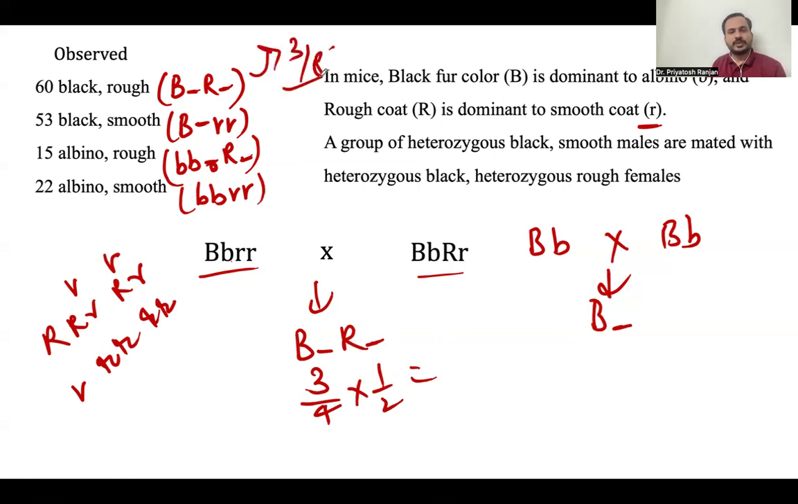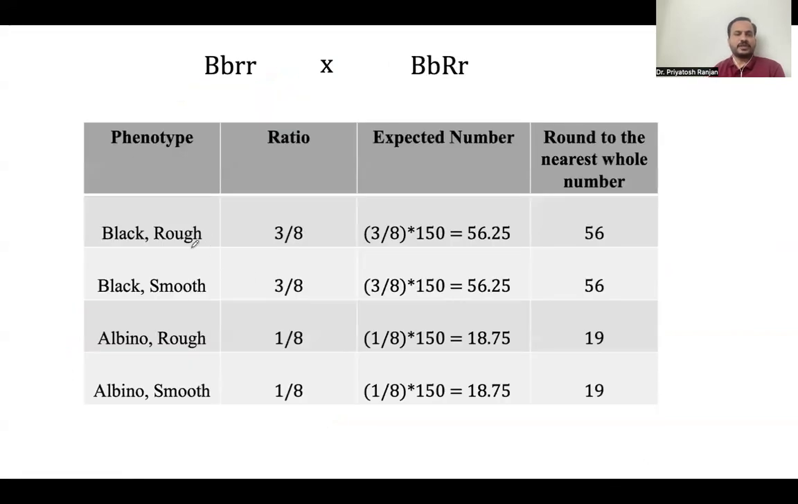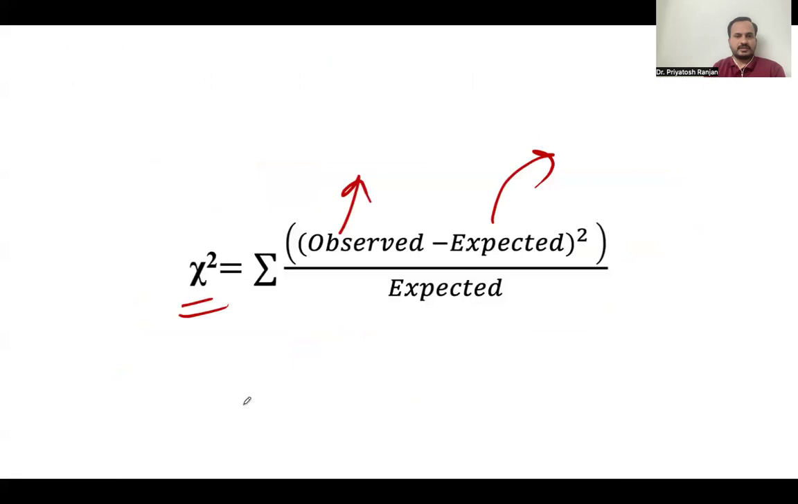So what I'm trying to tell you is the expected ones. That means if I'm making such a cross, I'll get a ratio of 3/8 which are going to be black and rough. Same you need to calculate for black smooth, albino rough, and albino smooth. I have calculated it for each of these phenotypes. So we'll get 3/8 for black rough, 3/8 for black smooth, 1/8 for albino rough, and the same for albino smooth. Now remember, observed is already given in the question, these numbers. What I need to do is calculate the expected ones.